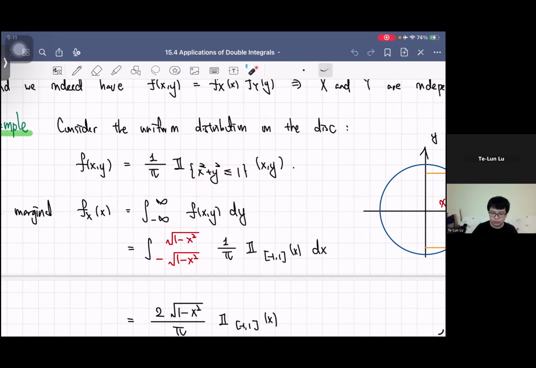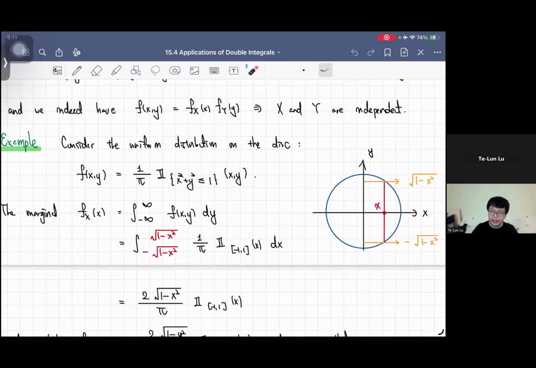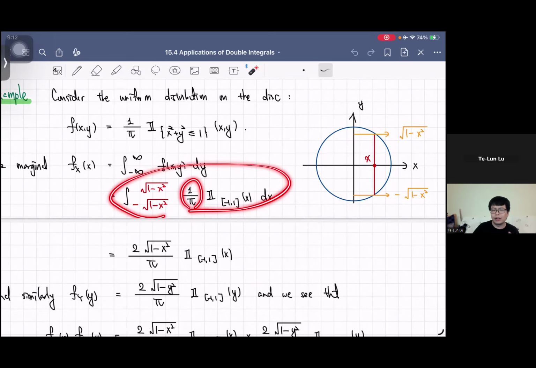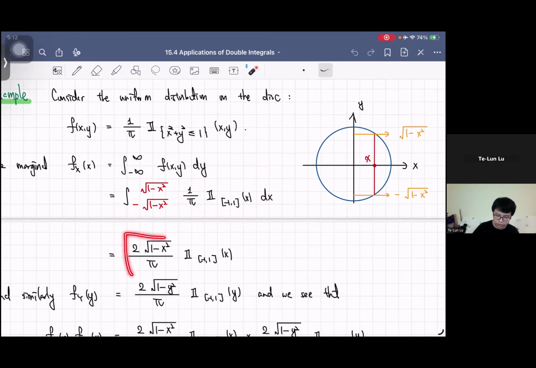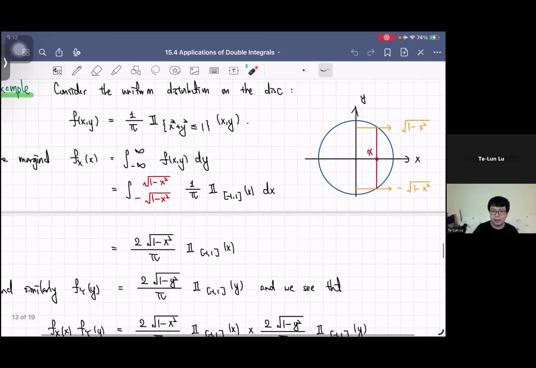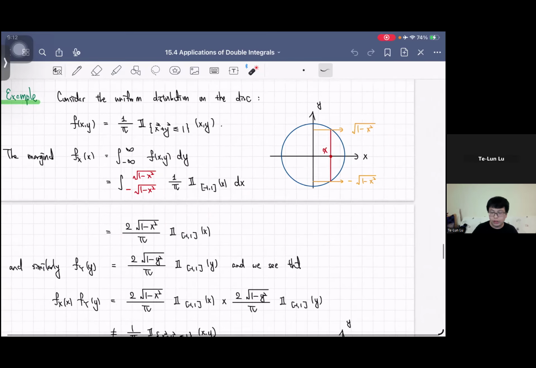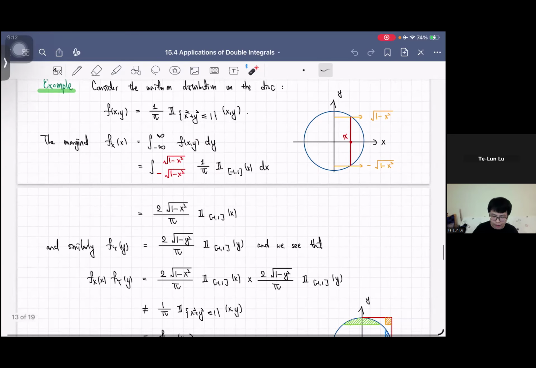So this is a case where this is different from the previous rectangular case. And we're integrating 1 over pi, where the value only makes sense when x is within minus 1 and 1. So doing simple integration, this is a constant, so there's actually nothing to do. It will be 2 times the square root of 1 minus x squared divided by pi, when x is within minus 1 and 1. And you can do a similar argument for y and see that they have the same density.